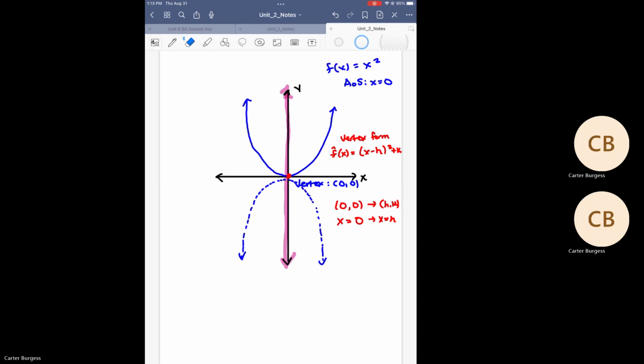Now, in tandem with this, what you will often see with vertex form is that they stick this a out in front. That's just to account for any stretches or compressions as well. So the vertex part of it is the h and the k, but the a is just to say, are we going to be a skinnier quadratic, or are we going to be a wider quadratic? That all is just going to depend on a. Are we going to flip upside down if a is negative? All that fun stuff.